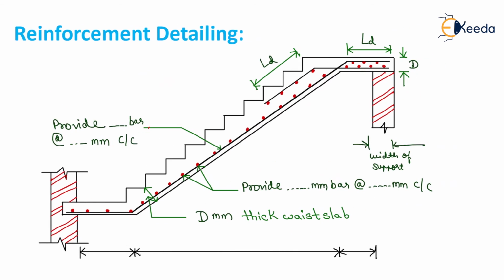Now the next step is reinforcement detailing. We had calculated AST for main bar and for distribution bar. Now in this reinforcement detailing, we will mark all calculated values, that is overall depth, LD, and provide these bars at the rate of this mm center to center in main bars, and for development length, and we will put all lengths of going and landing, and we will mark width of support in this diagram. So this is called reinforcement detailing.